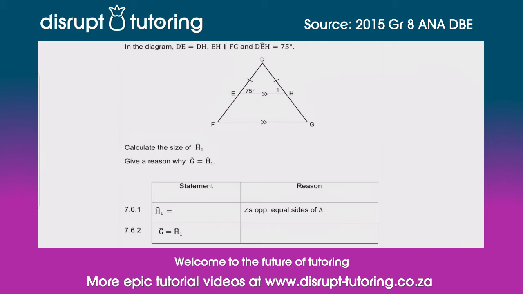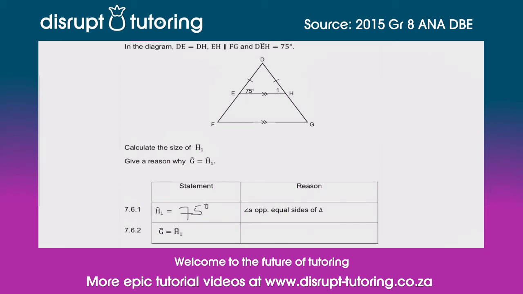And when we have an isosceles triangle, we know that the two angles at the base of that triangle are equal to each other, and those are the angles they're talking about, the angles opposite equal sides. So we know that H1 must be equal to E, which is 75 degrees. And that's that. That is done and dusted. Moving on to our next one, I'm going to change the color pen.